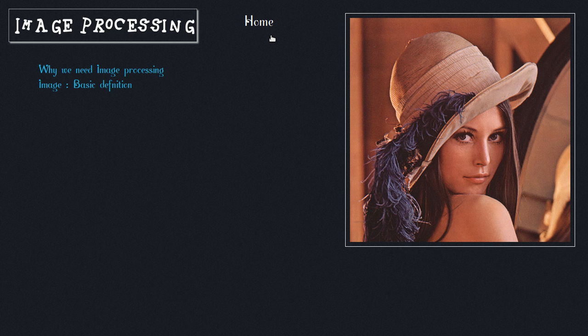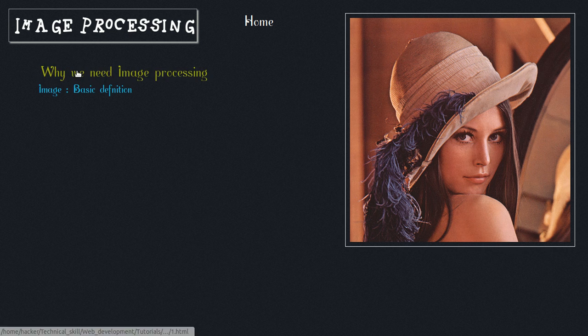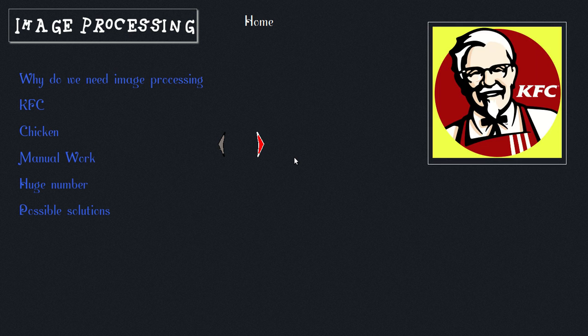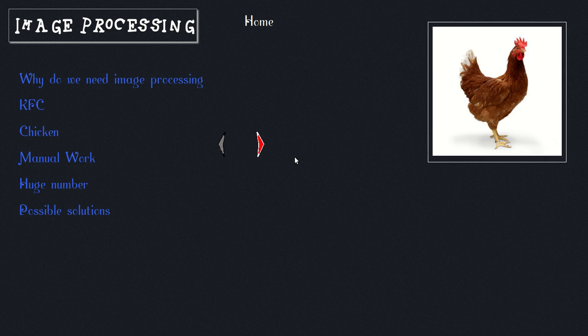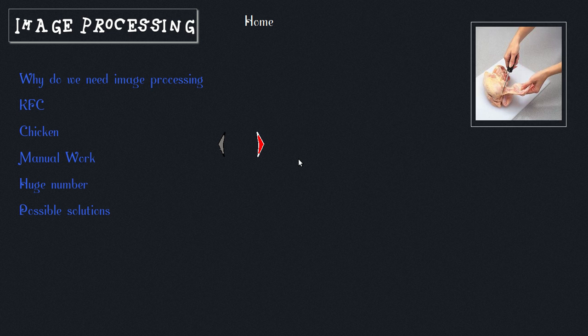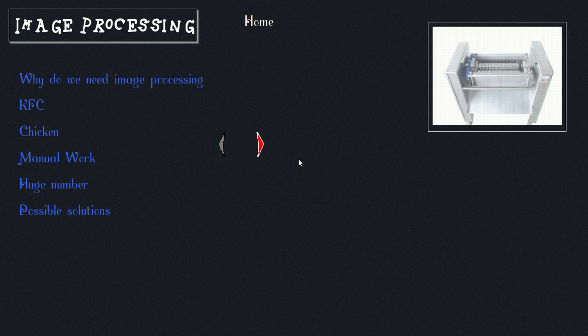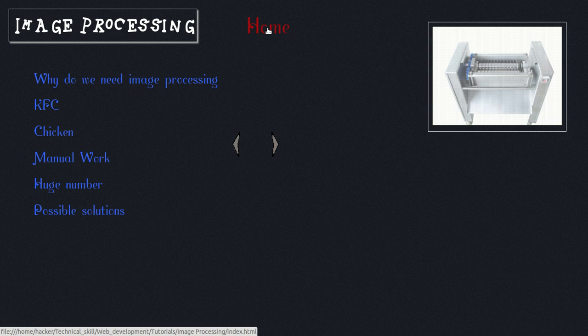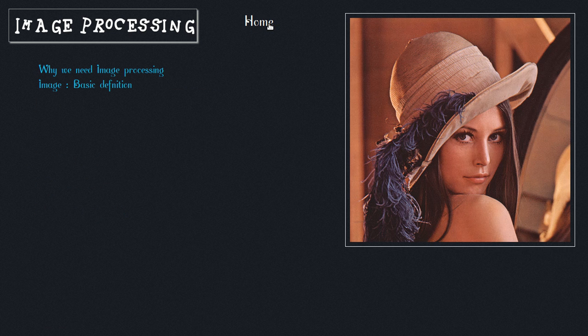Last episode we had the intro. In that intro we saw why we need image processing. We saw about KFC chicken and when a lot of chicken come, how KFC manages that, and that's going to be a problem for us. Then we invented image processing. With image processing we can do a lot of massive, very amazing things. So that's what we saw in the last episode, why we need image processing.